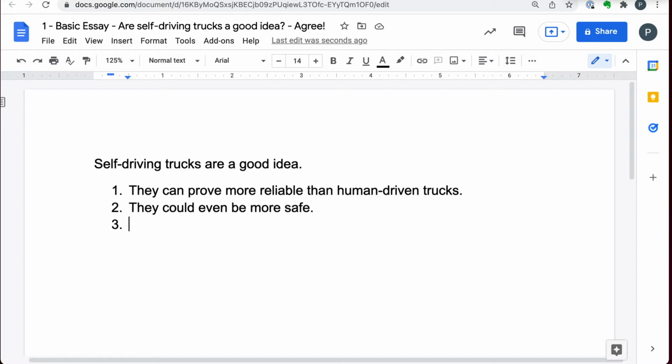I'm having trouble figuring out the third one, but that's exactly what I teach. I'm not going to move forward until I find a third reason that self-driving trucks are a good idea. Because again, I have not done any research. I'm just popping up here. This is my test, so I need to just make something up. I need to think of something.